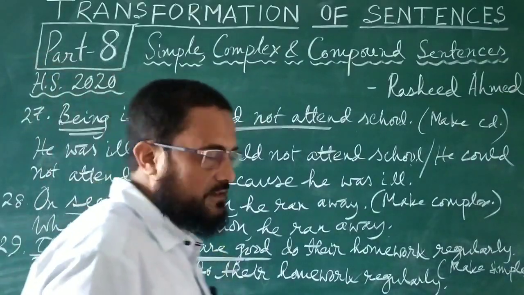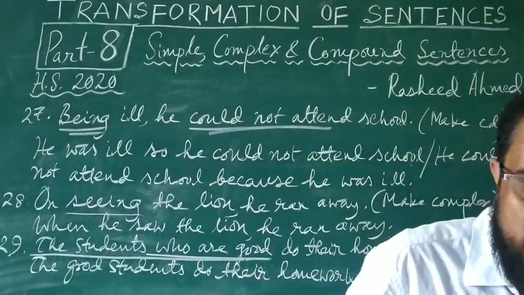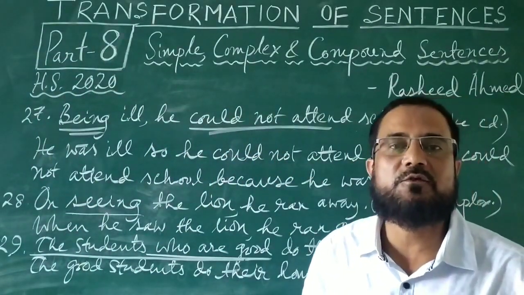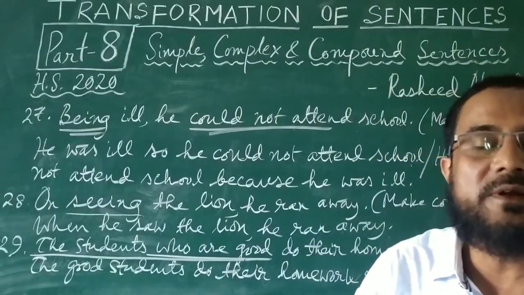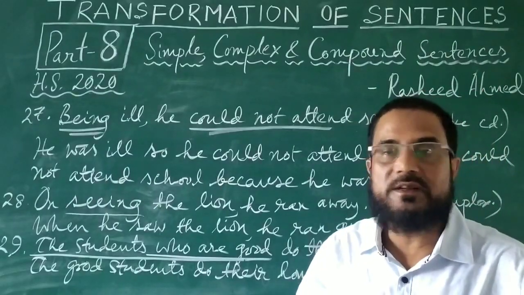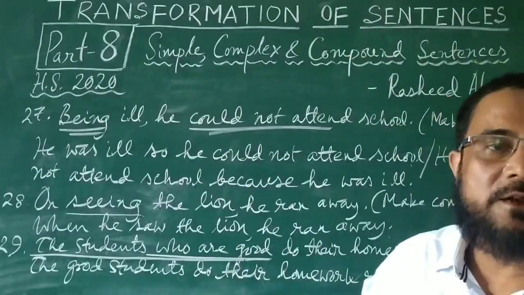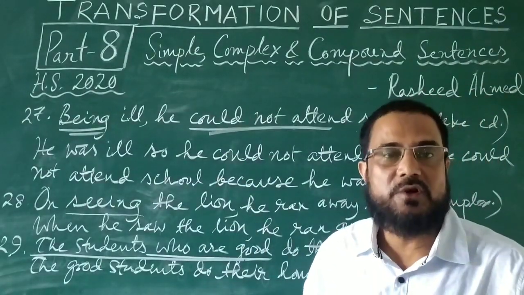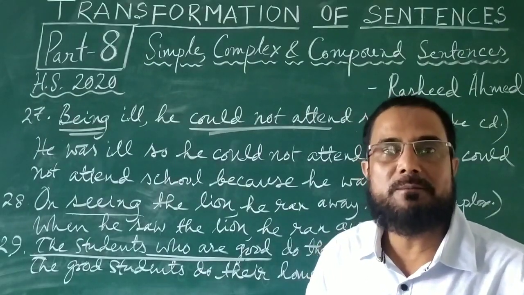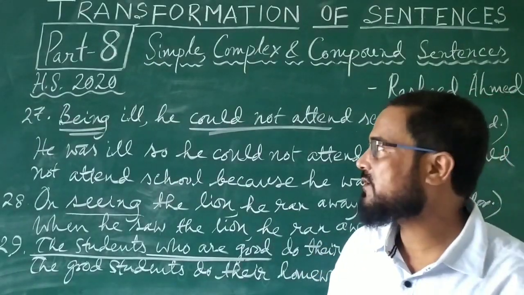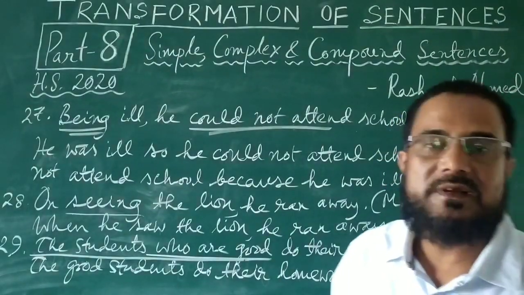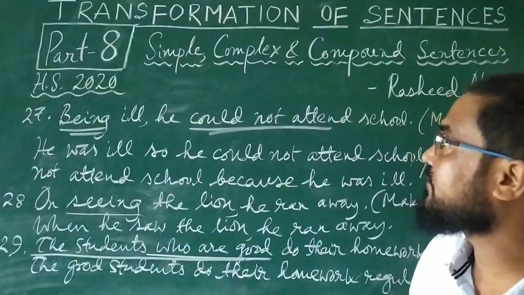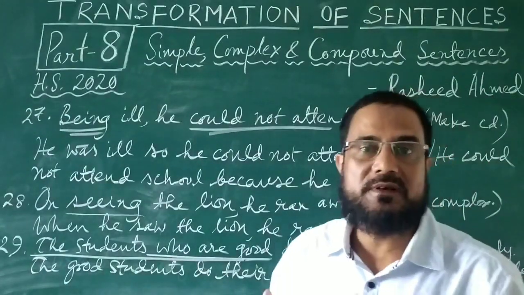So these three sentences came in 2020, and with this we come to the end of the solution of the questions that came in the final examination from 2004 to 2020. In the two videos, this video 8 and the earlier one, video number 7, we have solved these questions. Those who have missed the earlier video can watch that one also, and then you can watch this one. So with this we have come to the end of our discussion and practice of simple, complex and compound sentences.